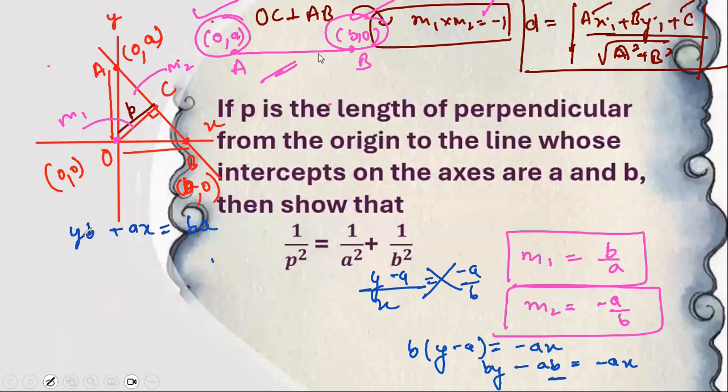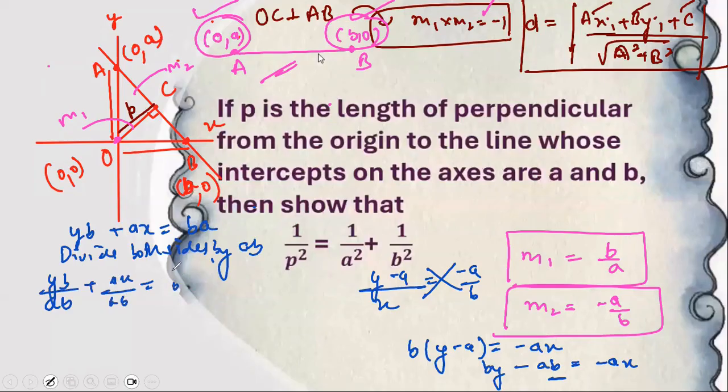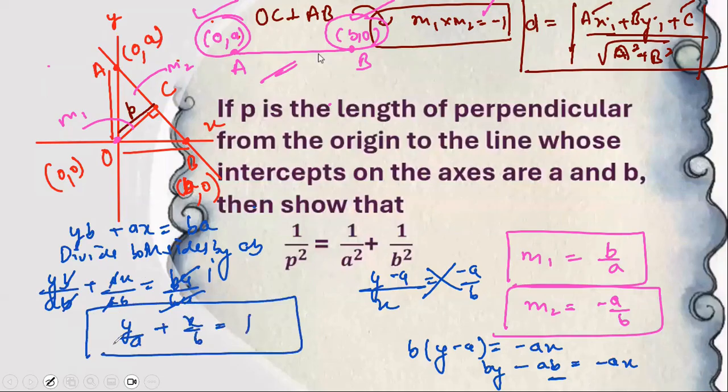Okay. Now what I will do next, I have to divide both sides by ab. When you divide both sides by ab, you will see a very different thing. ab by ab cancels out and gives us 1, a and a cancel out, b and b cancel out. So y by a plus x by b is equal to 1. This is the equation you will get of line AB.